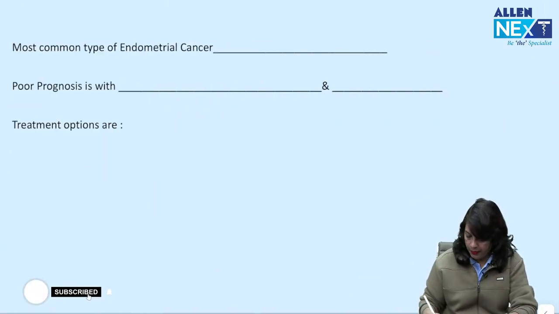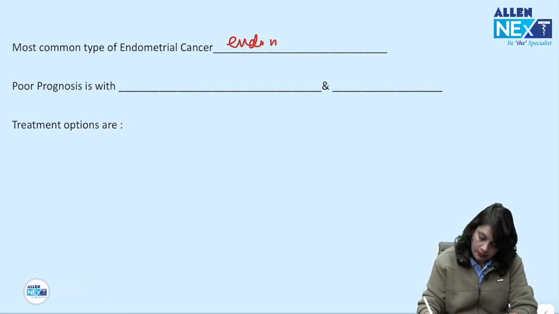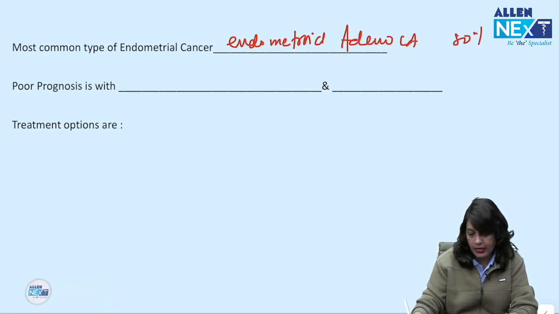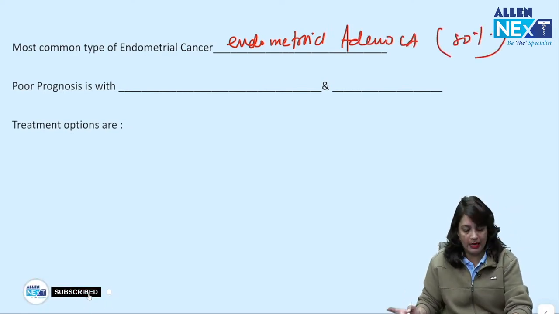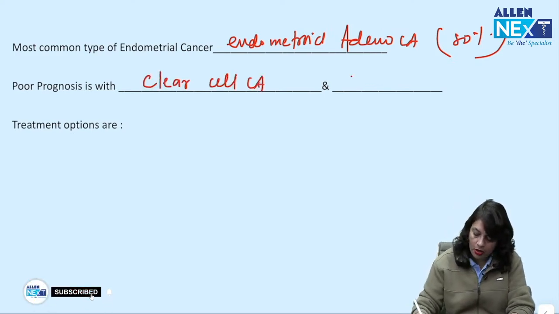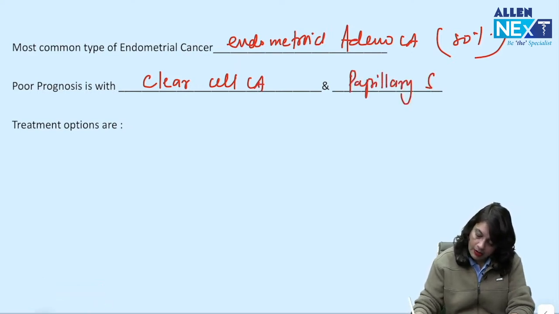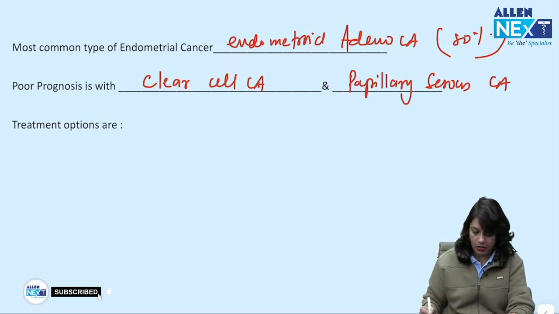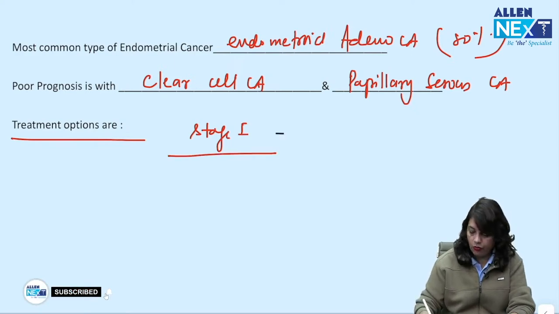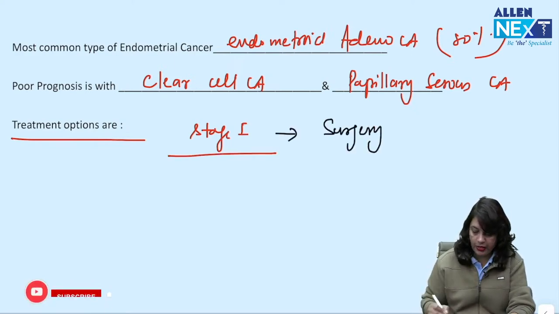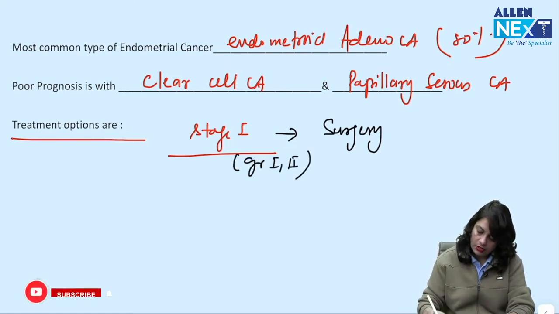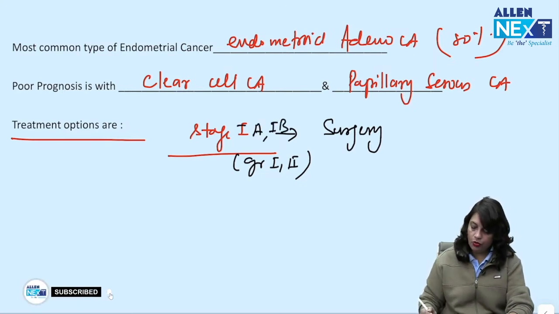Now, most common type of endometrial cancer is endometrioid adenocarcinoma. 80% of endometrial cancer is arising from glands. Poor prognosis is for clear cell carcinoma or papillary serous carcinoma. Treatment options are: for stage 1, you do surgery. If unfit, you go for radiotherapy. So, if it is grade 1 and 2, stage 1A and 1B, you go for surgery.